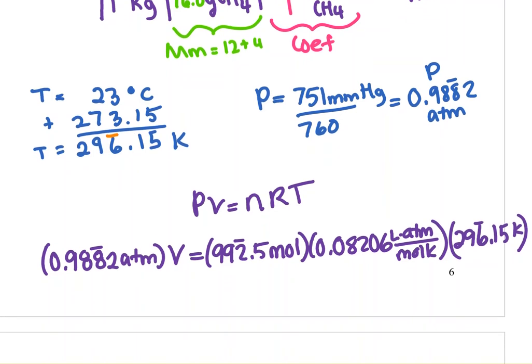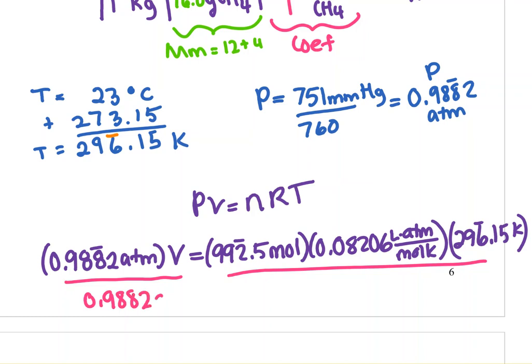To solve for V, I'm dividing both sides by this. And on this side it cancels. This atmospheres cancels with that atmospheres. This mole cancels with that mole. This K cancels with that K. And the only unit left is liters.